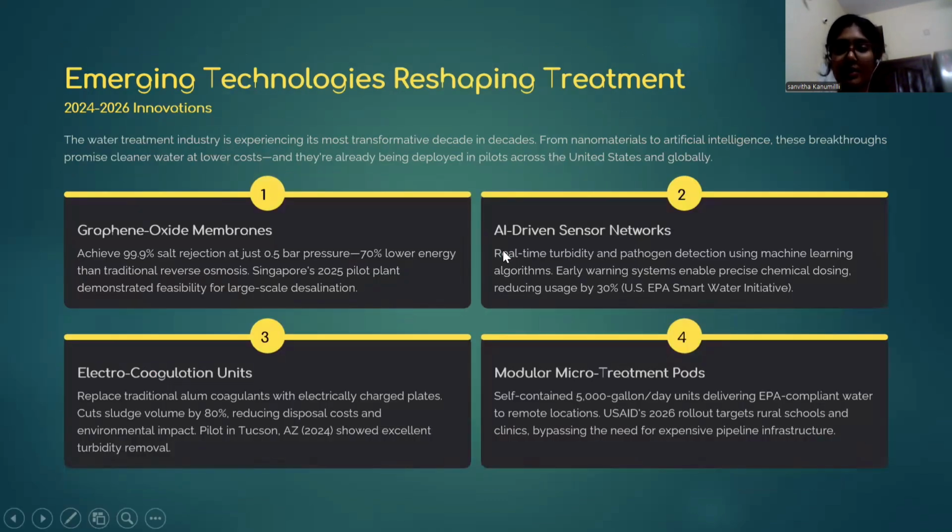And emerging technologies are reshaping treatment. So 2024 to 2026 innovations: the water treatment industry is experiencing its most transformative decade in decades. From nanomaterials to artificial intelligence, these breakthroughs promise cleaner water at lower cost, and they are already being deployed in pilots across the United States and globally. And graphene oxide membranes, AI-driven sensor networks, electrocoagulation units, and modular microtreatment pods.